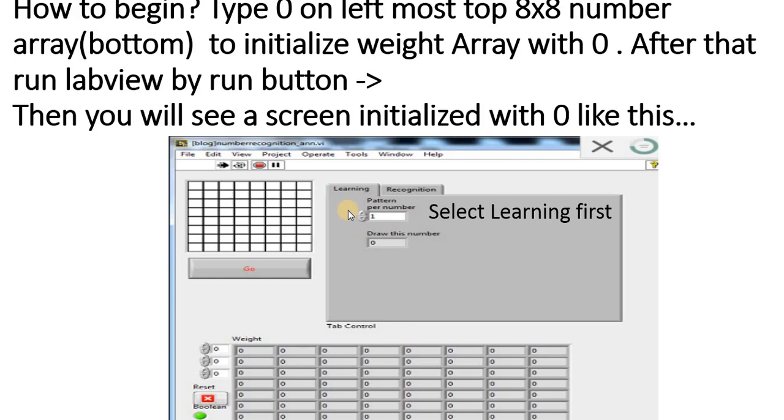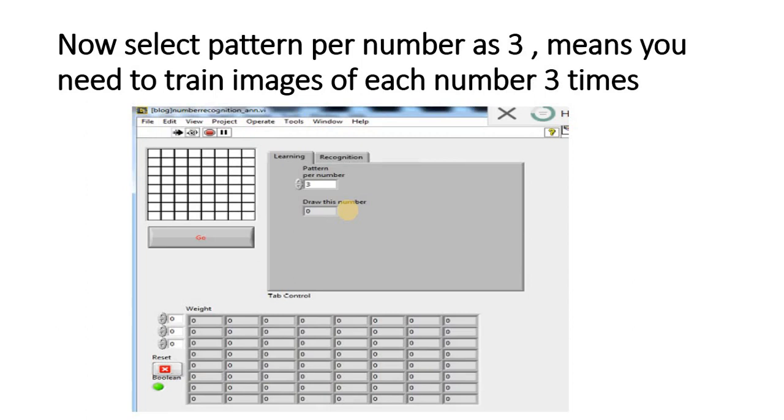There are two modes in any machine learning problem: one is learning, and the other is recognition. Learning is a process of learning an object or a number which you write, and recognition is what is called the prediction. Now select a pattern number which you can draw over the grid. If you say pattern per number is equal to 3, as you can see on the screen, what does it mean? It means that you are going to train each number 3 times. 0 you will train 3 times, 1 you will train 3 times, 2 you will train 3 times.